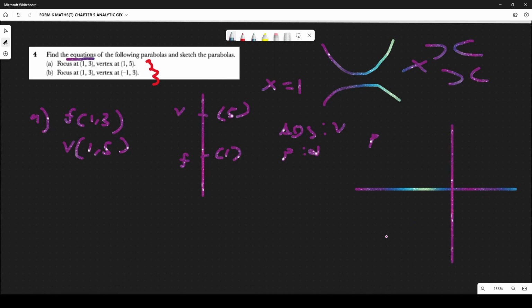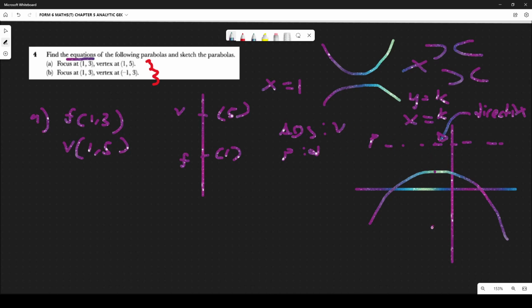So you have this graph. Maybe I can draw it a bit better. There are three things you can remember. This is what you call the directrix. The directrix is usually a line. It's always a line equation, so it's either x equals some constant or y equals some constant. It's always like that.